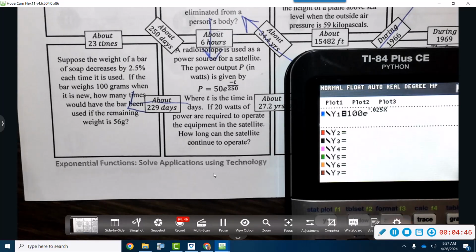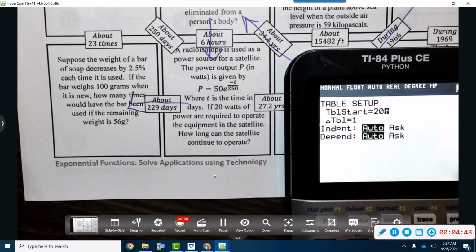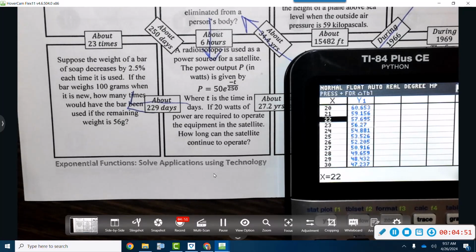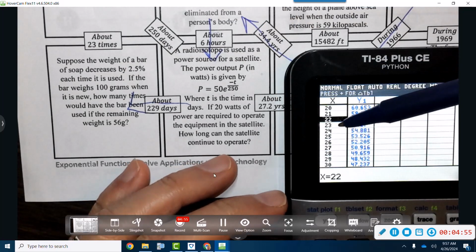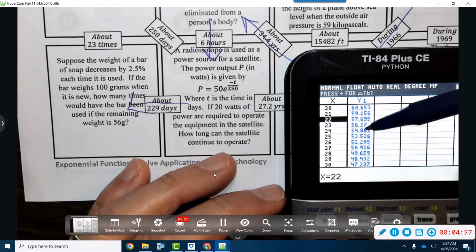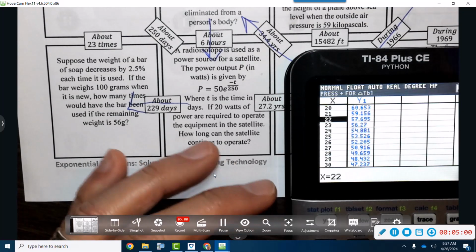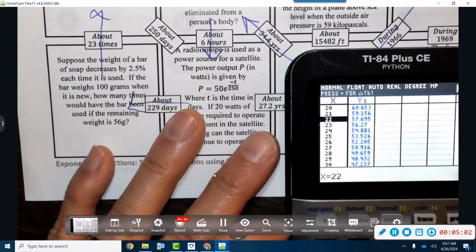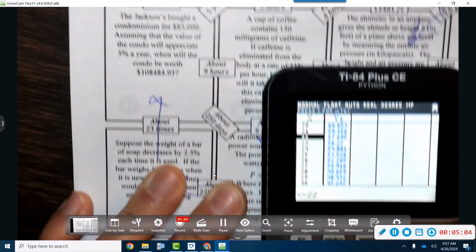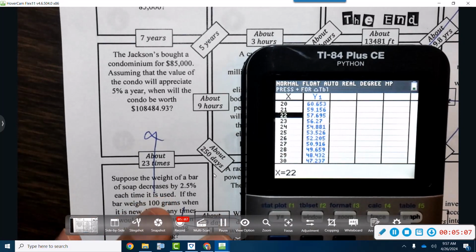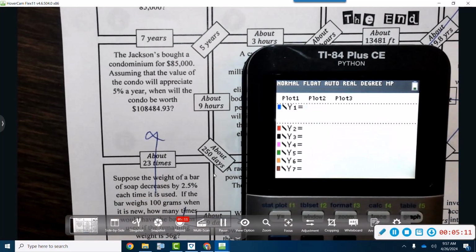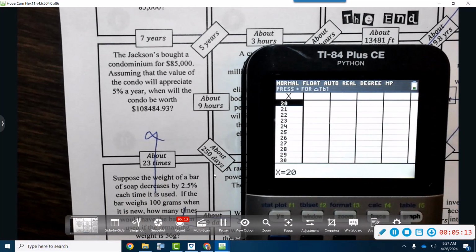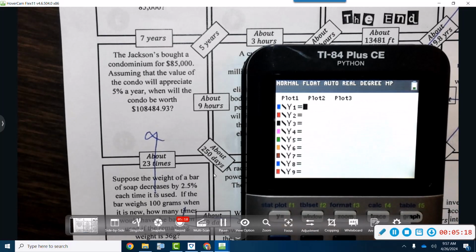The table's set. Let's start it at 20. Why? Because that's the only option that I have. Let's just verify that it's 23. So right there is where it becomes roughly 56. So we're going to say about 23 times. Okay, we know that the answer to this one is 7 years, but let's verify it. Okay, if this was clear, if you went to your table, you'll notice that it's just empty. Okay, so just so that you know what's going on with that.